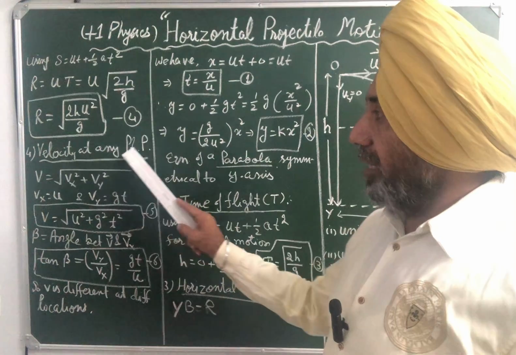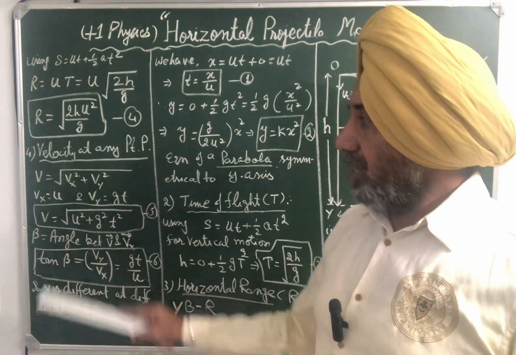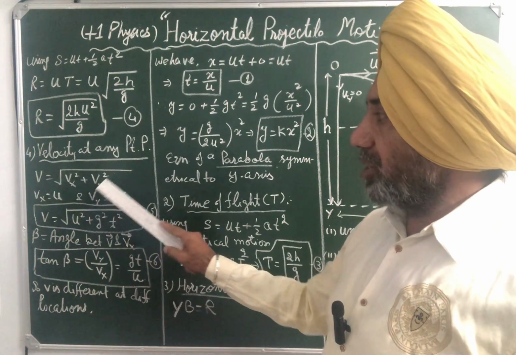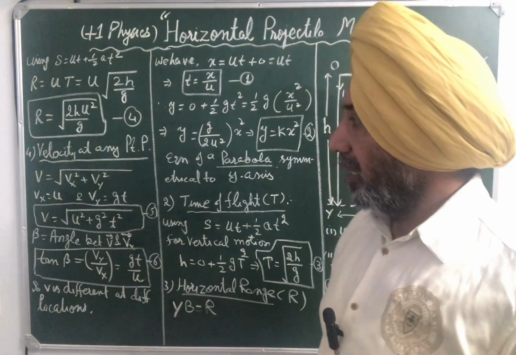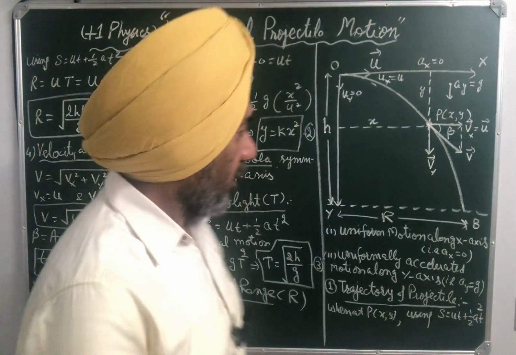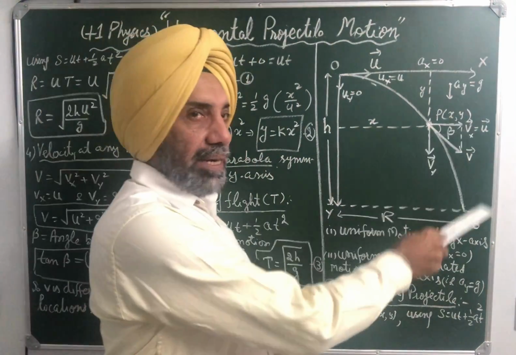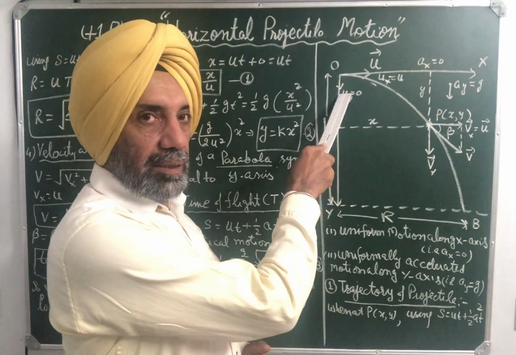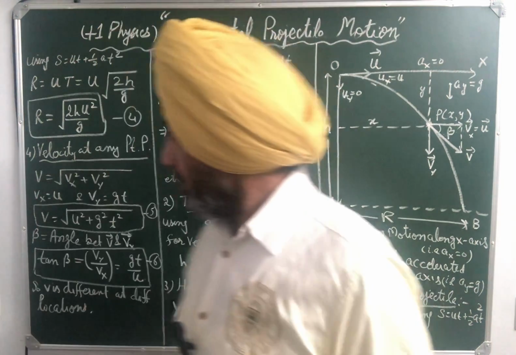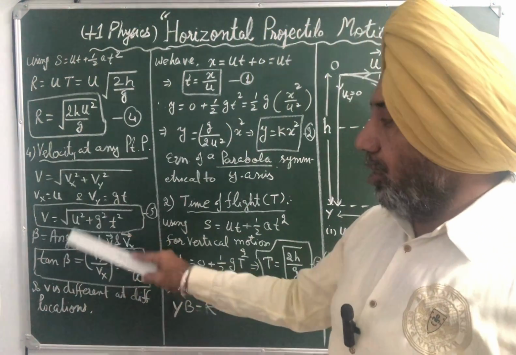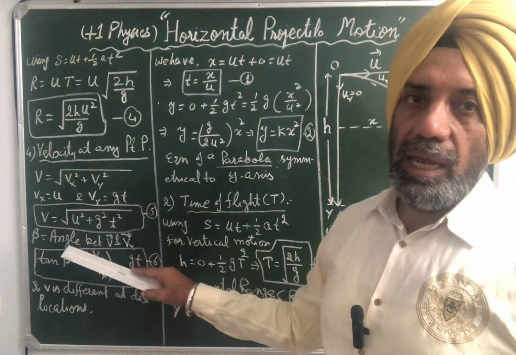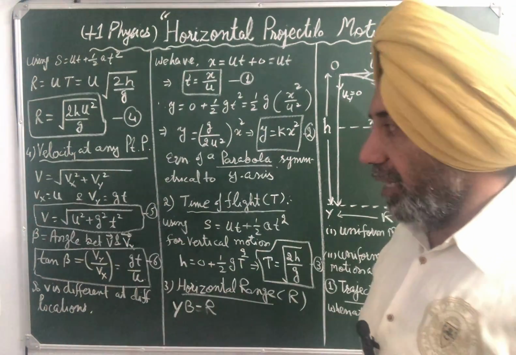Now velocity at any instant. The velocity at any instant is given by v is equal to the square root of x component square plus y component square. But Vx is equal to u and Vy is equal to gt, because using V is equal to u plus at, with initial velocity in the vertical direction 0, Vy will be equal to gt only. So it will be V is equal to under root u square plus g square t square. So knowing the initial velocity of projection and time, we can find the velocity at any instant.